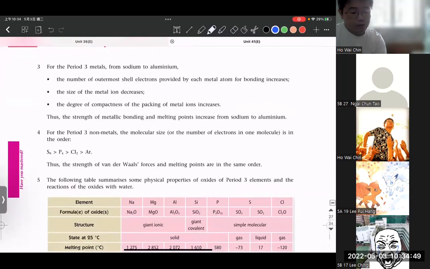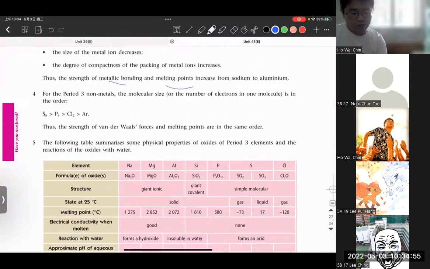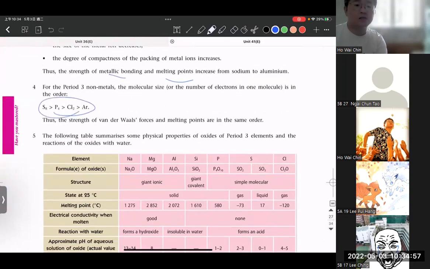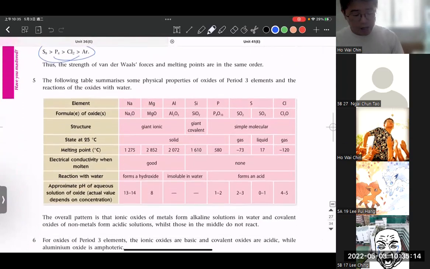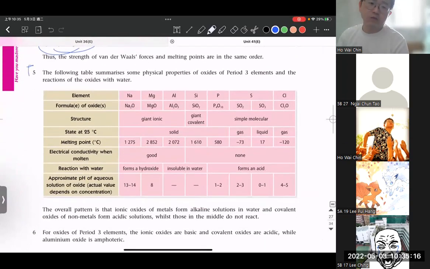So you may know, right? The previous three elements will have that trend. So this is what you mention for non-metals. Remember that, okay? Remember the molecular formula of sulfur as S8, crown shaped, phosphorus P4, chlorine Cl2, argon monoatomic. And points number 5 and number 6 we just covered last lesson.